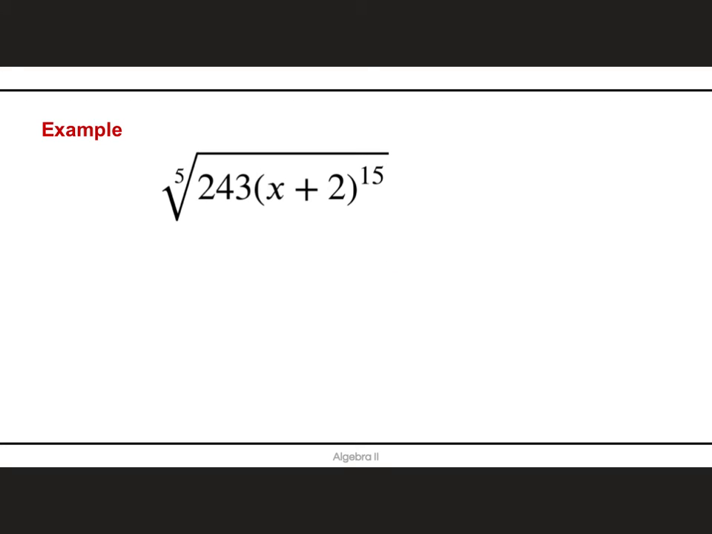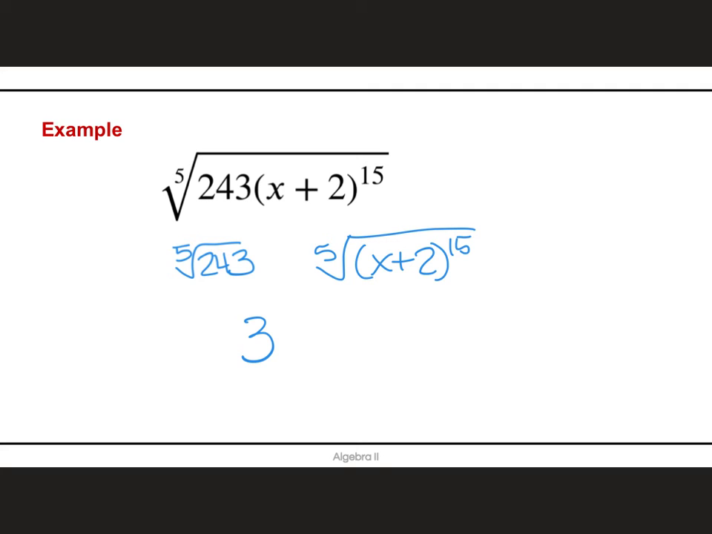Okay. Next, the 5th root of 243 times x plus 2 to the 15th. So that's going to be the 5th root of 243, and then the 5th root of x plus 2 to the 15th. Again, we should know the 5th root of 243, that is 3. And then the 5th root of x plus 2 to the 15th.